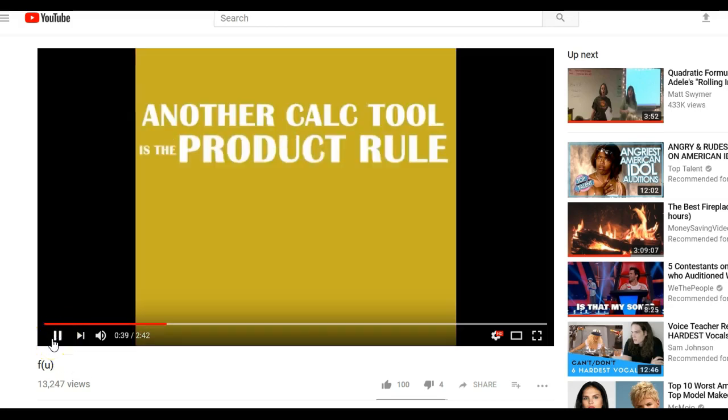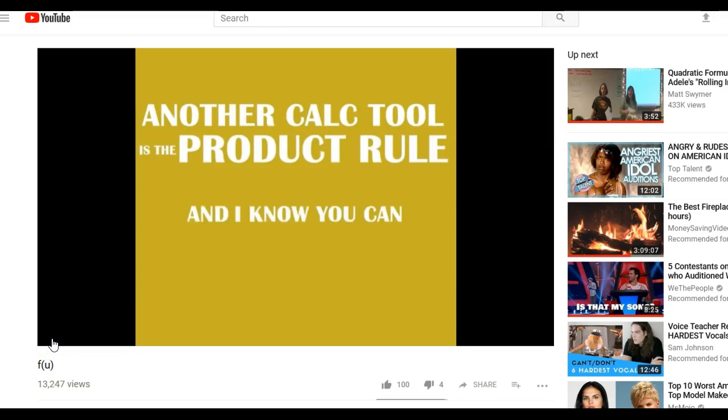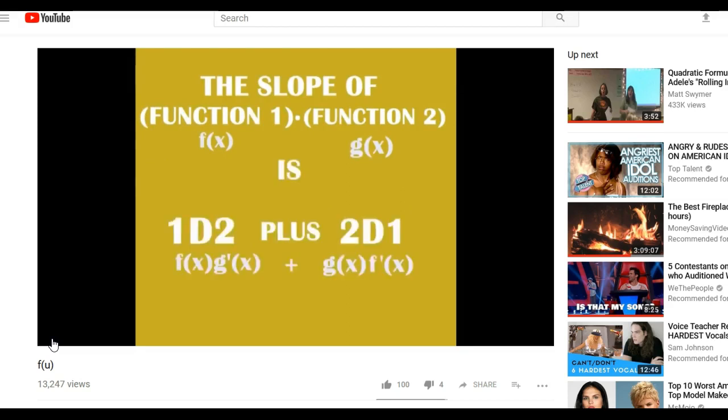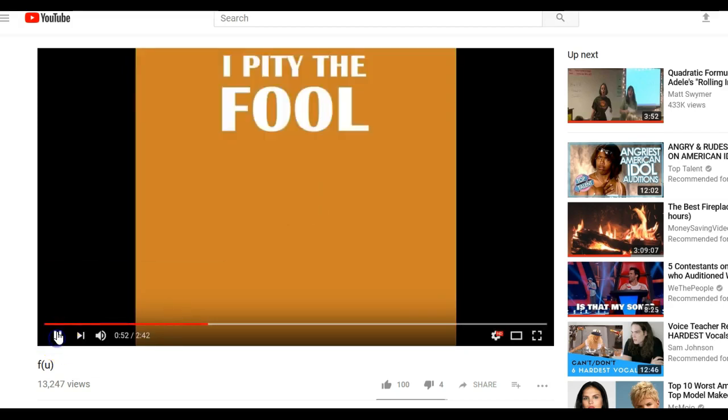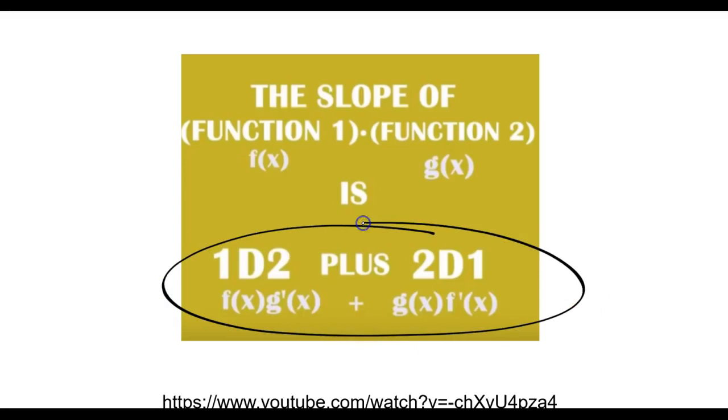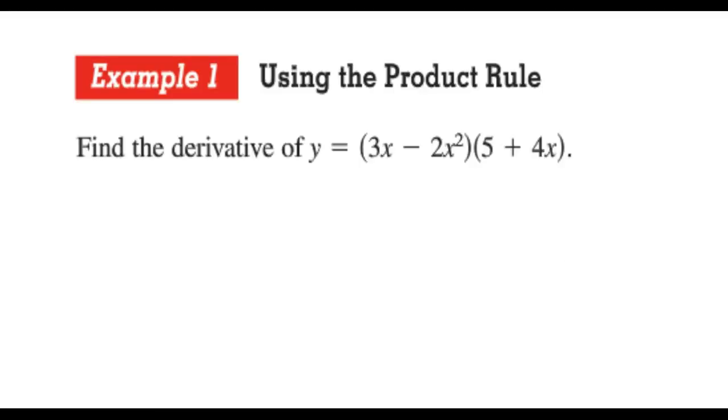But here's another one that I will actually be using. I don't like this video, but it's the only one I could find. So that's probably what I'll be using. I like that rule. It says 1d2 plus 2d1. In other words, you just write down the first, take the derivative of the second, then take the derivative of the first, write down the second. So I'll be using 1d2 plus 2d1. I found that most students find that the easiest way to do it.